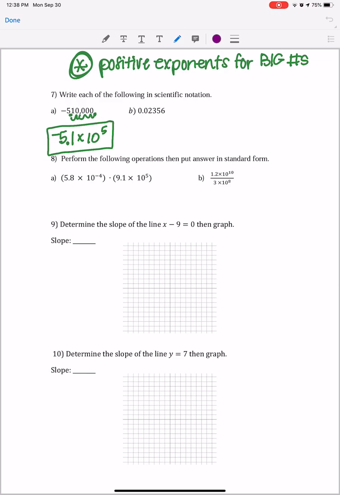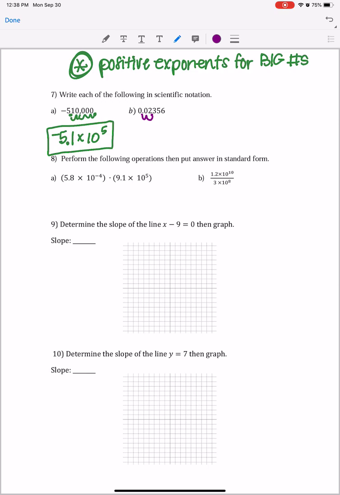So now on B, where do I want to place this decimal to make sure that my number is in between 1 and 10? If you move it in front of the 2, that's too small. If you move it behind the 3, that's 23. That's too big. So it has to go in between the 2 and the 3. That makes it in between 1 and 10. So how many times am I moving that decimal? 2 times.